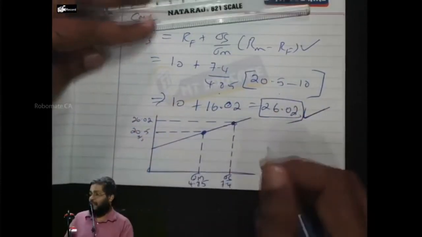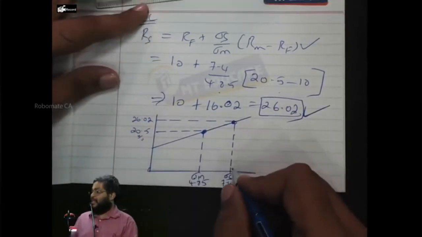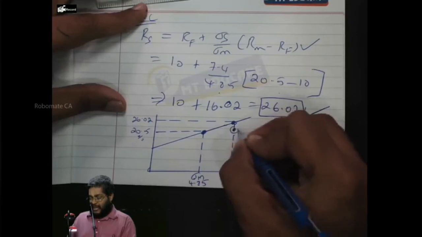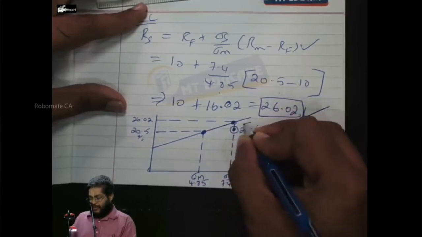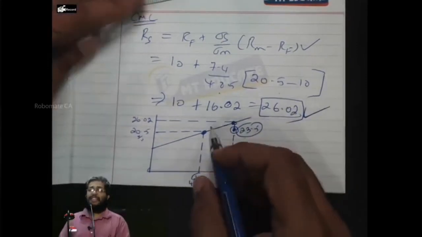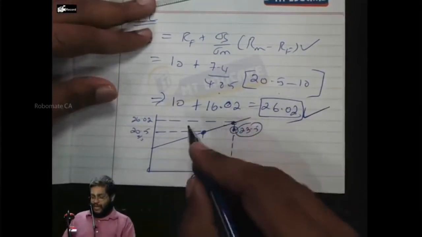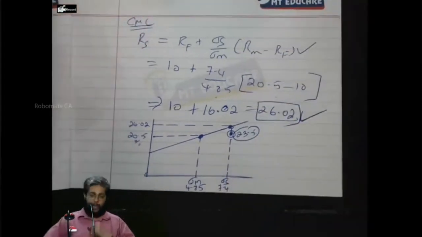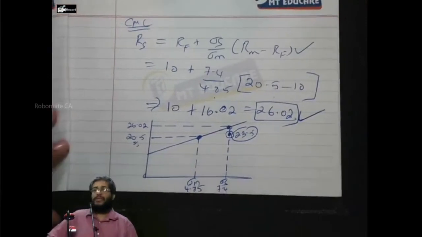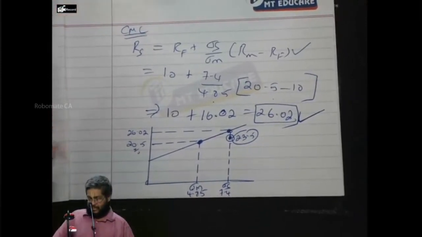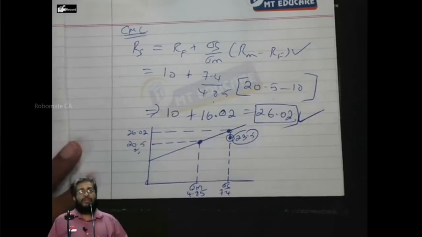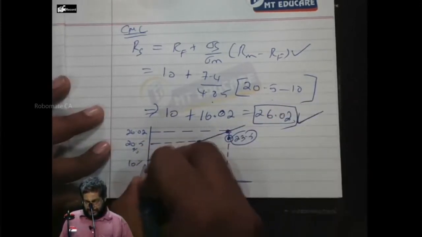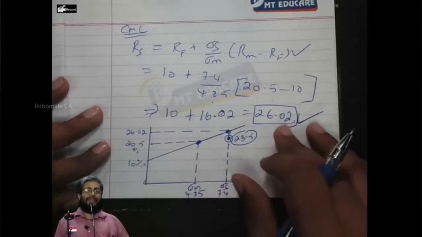Now respond, yes or no? But for the 7.4 risk, the share is giving only 23.5. Somewhere here it is giving me a return of 23.5%. It is falling below CML. If this is the efficiency frontier, the security is inefficient. It falls below CML. So this line is called the capital market line. This is the risk-free rate of 10%. Everybody, can I proceed or not?